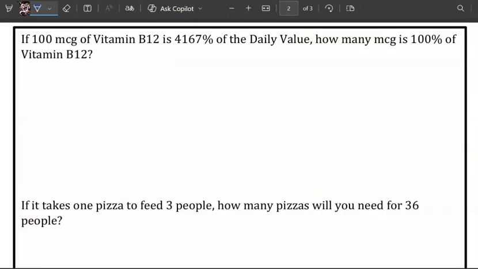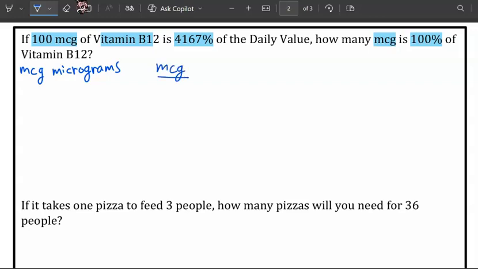Now let's do some proportion word problems. If 100 micrograms of vitamin B12 is 4,167% of the daily value, how many micrograms is 100% of vitamin B12? Let's set up this proportion. We have micrograms over percent. So we have 100 over 4,167 equals something over 100.